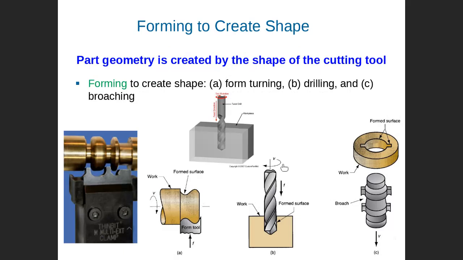This is the first one. Second, we call it forming, to create shape. In this case, it is a little bit different. What is the difference? The tool here, which is forming the shape, has a certain form. That's why we call it forming. This is a tool, can you see that? The tool has a shape. It is not a general tool anymore. This tool is designed specifically for this job, only for this.